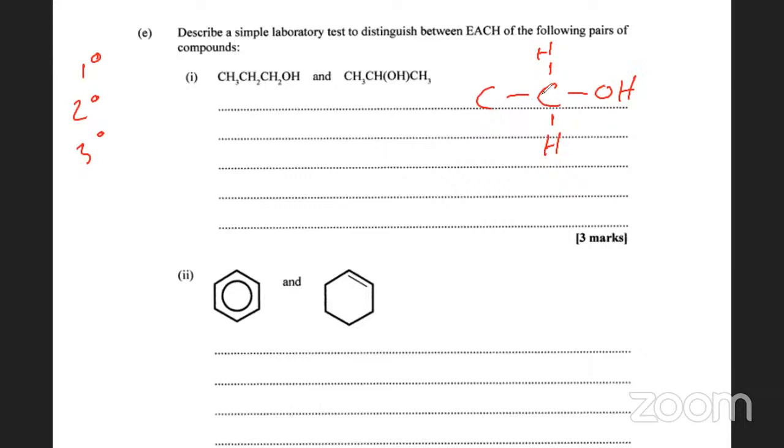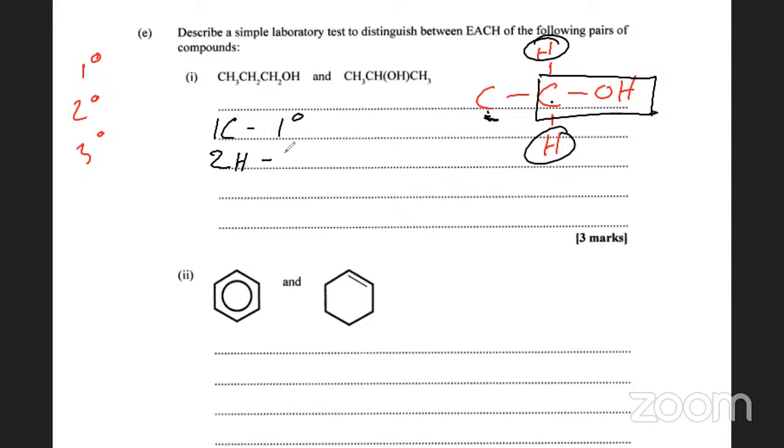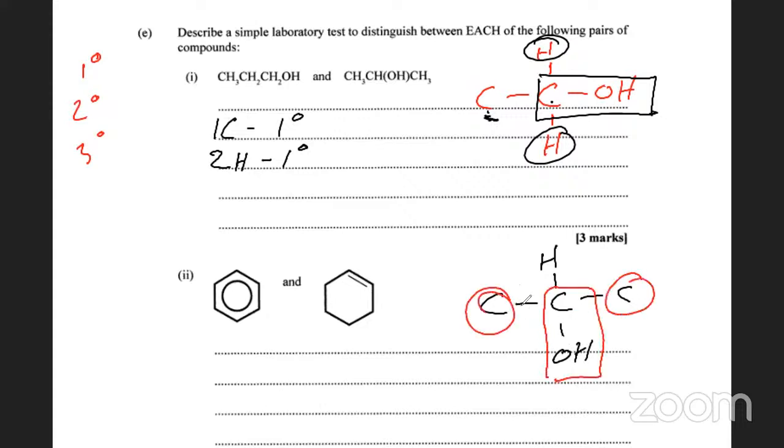It's just like with the haloalkane. So the carbon with the OH group, how many carbons are attached to it? If one carbon is attached, it is primary. In this example, one carbon is attached to the carbon with the OH group, so it is primary. In terms of hydrogen, if two hydrogens are attached, it is a primary alcohol. If two carbons are attached, it is a secondary alcohol. In terms of hydrogen, one hydrogen makes it secondary. And tertiary would be three carbons.